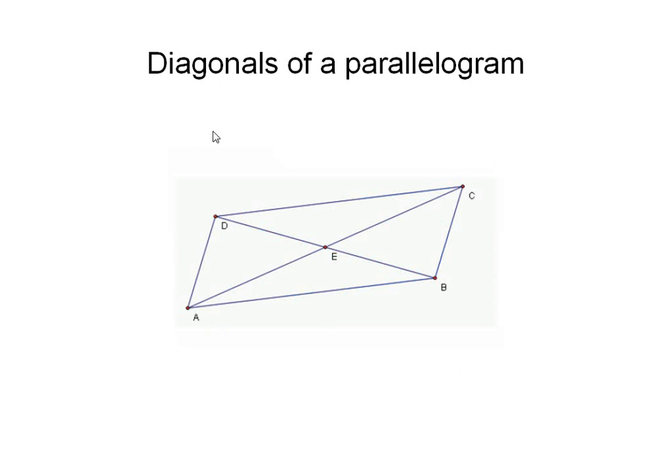Okay, so let's move on to a new topic. Our final topic actually for today: the diagonals of a parallelogram. So you draw this first. ABCD is a parallelogram, right? And then now you draw the diagonals BD and AC. So the two diagonals intersect at a point, right? That point we can name it point E.